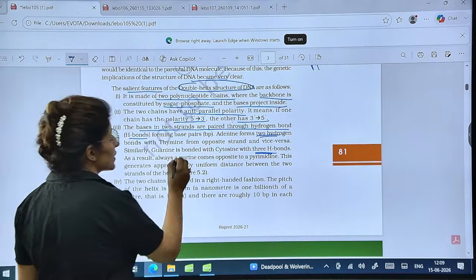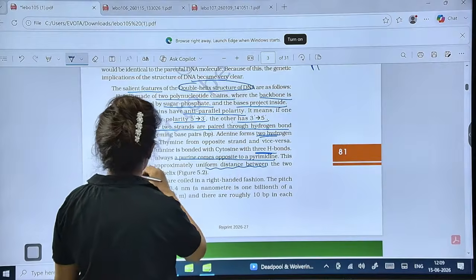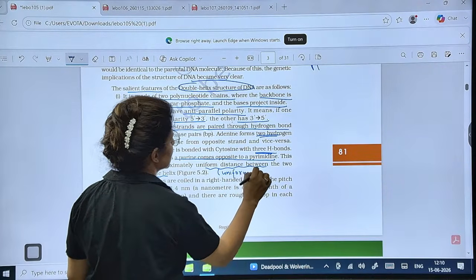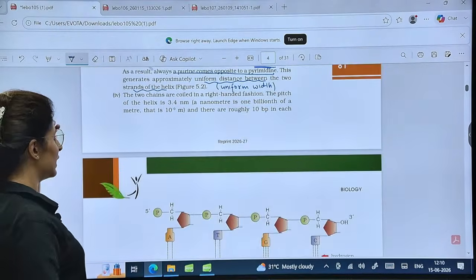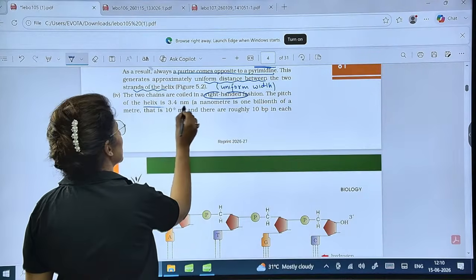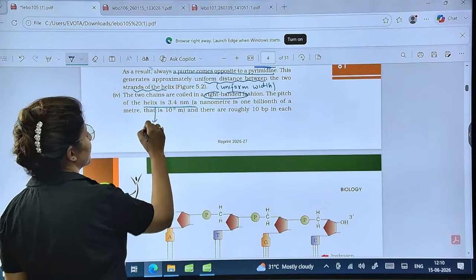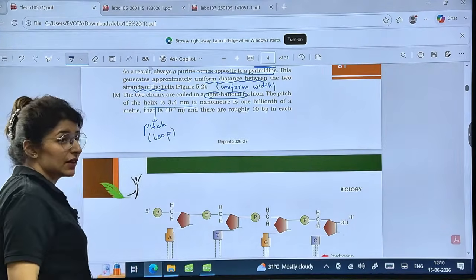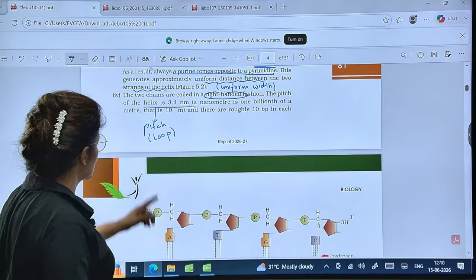So purine always comes in front of pyrimidine. This maintains uniform distance between the 2 strands. So basically, uniform width is maintained here. We have just solved these questions. Now the 2 chains are coiled in a right-handed helix. It is a right-handed helix. What is the length of the helix? 3.4 nanometer. They can also call it pitch or loop. Is that clear? So if they say 20 loops, that means 20 pitches are being discussed, pitch or loop.